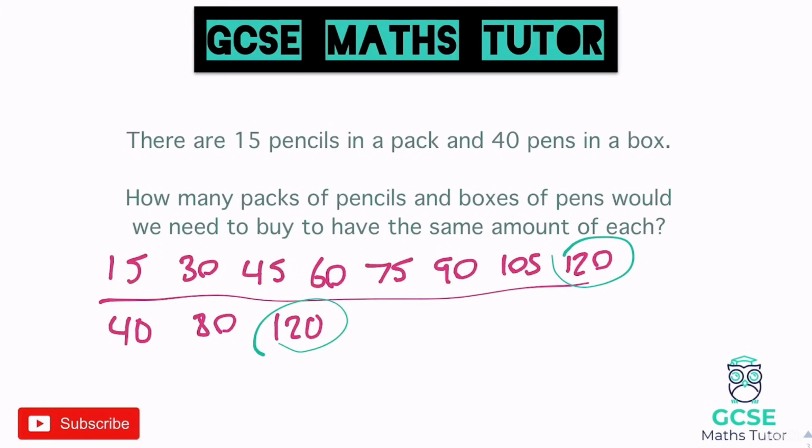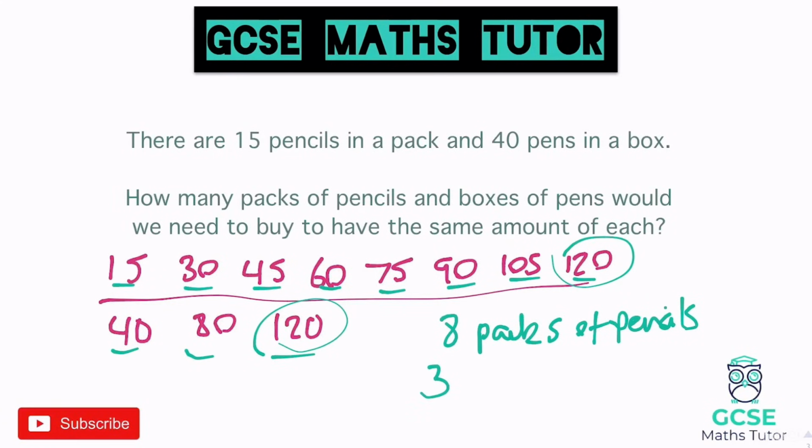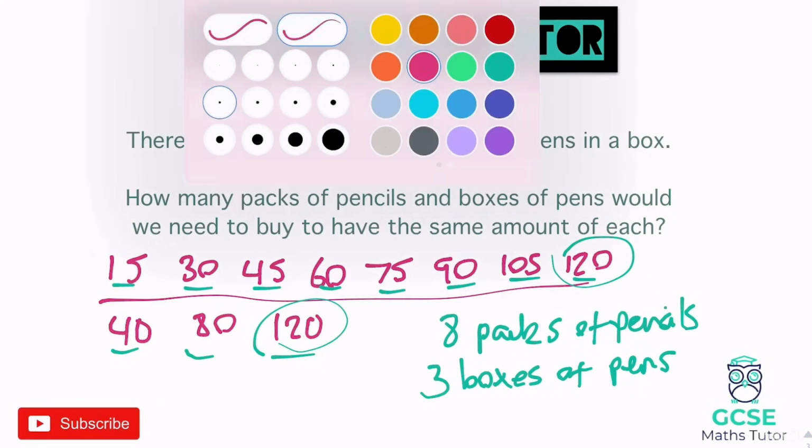So the question said how many packs of each, so that is one on the top. We've got 1, 2, 3, 4, 5, 6, 7, 8. That was the pencils, so that's 8 packs of pencils, and below there we have 1, 2, 3, 3 boxes of pens. Okay, so just remember to read the question there, what's it actually asking for in the final step, even though we were looking at lowest common multiple for that one.